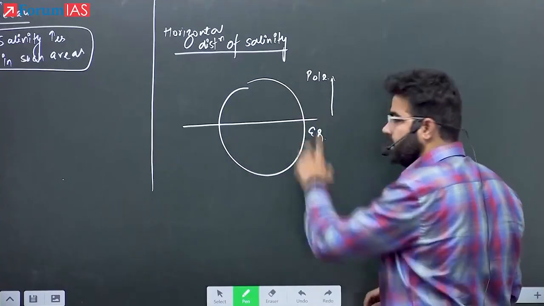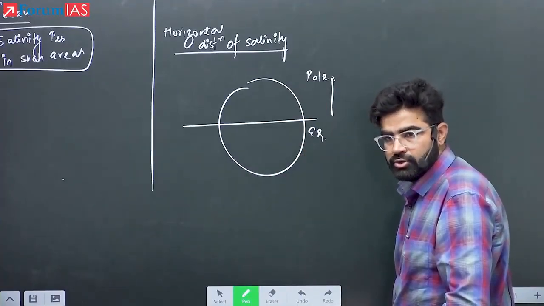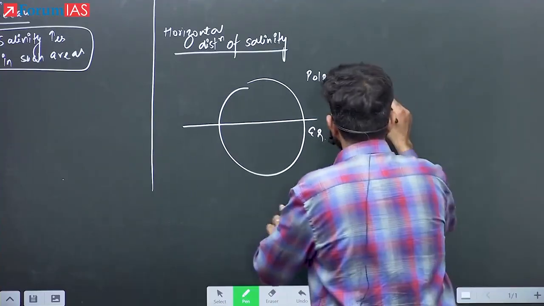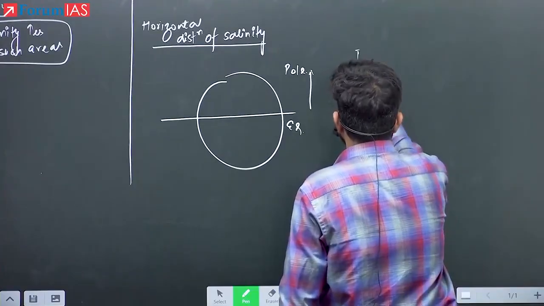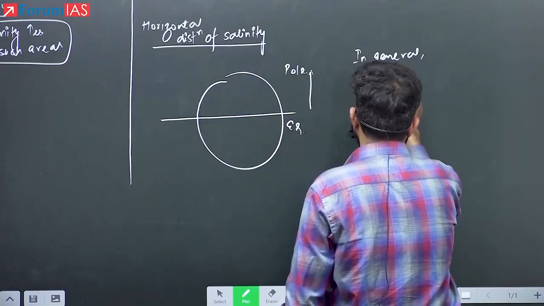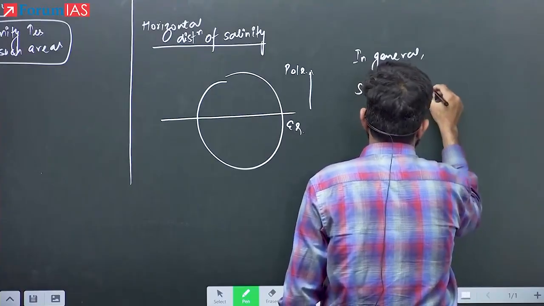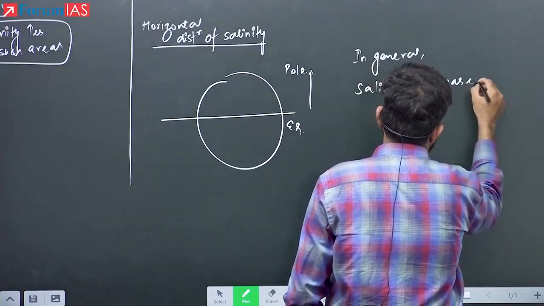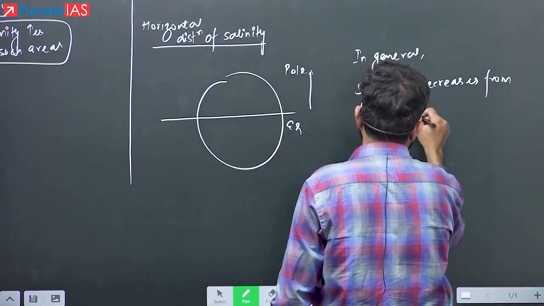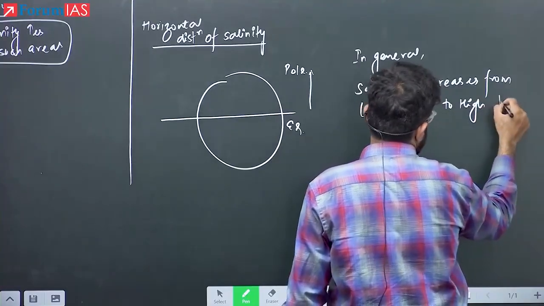Salinity should increase or decrease if you go from the equator to the pole, in general? It should decrease, yes. So what happens is, in general, salinity decreases from lower latitudes to high latitudes.